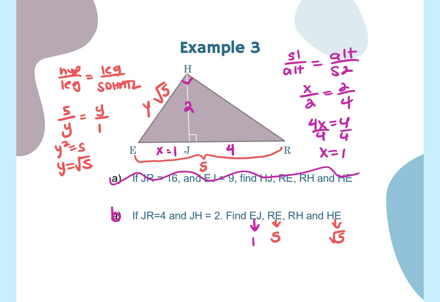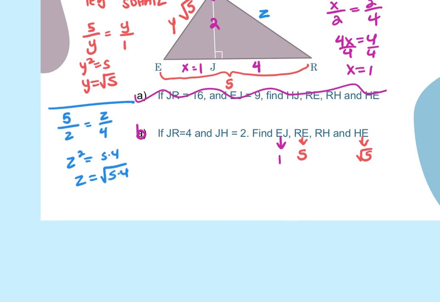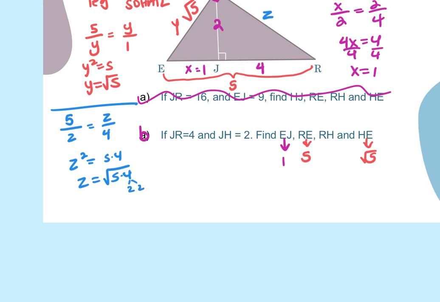And then the last thing we're looking for is RH. We could use the Pythagorean theorem for the small triangle on the right. We could use the Pythagorean theorem for the big triangle. Or what we're going to do is practice this again. The hypotenuse of the big triangle is still 5. The leg is now z, so 5 over z equals z over the segment of the hypotenuse adjacent to that leg, which is 4. Good. So z squared equals 5 times 4. And this becomes 2 square root 5.